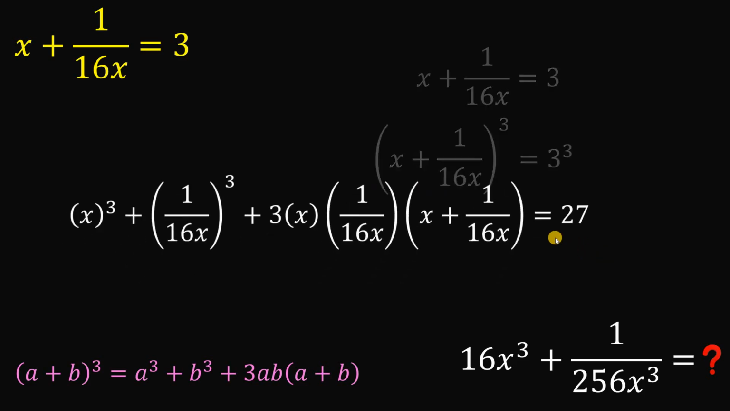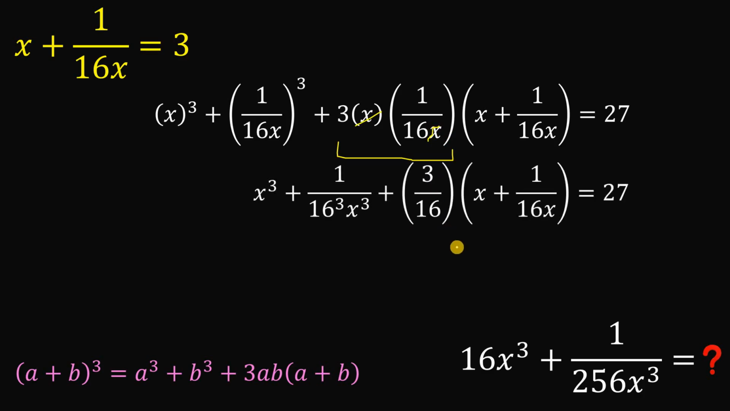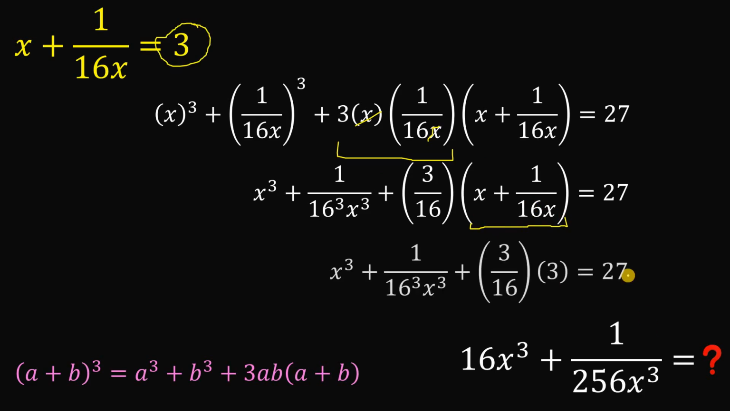Now, let's focus on this result. Focusing on these 3 terms, 3 times x times 1 over 16x, notice that this x on the numerator and on the denominator becomes 1. Therefore, this is just 3 over 16. Now, x plus 1 over 16x, this is the given, and this is equivalent to just 3. So we can replace this with 3.